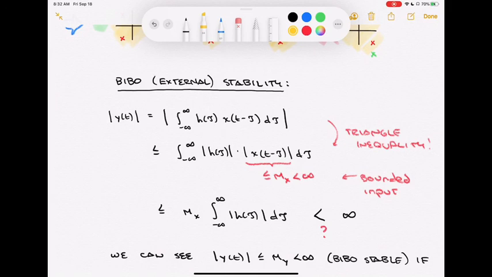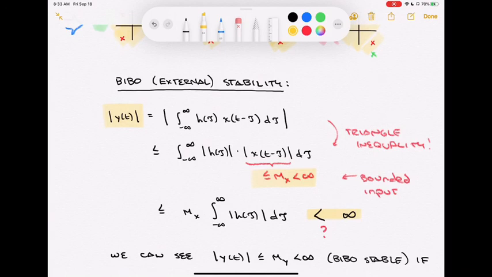Let's look at it in its math. What is BIBO stability trying to do? It's saying, is the amplitude of the output, the absolute value of y, is it a finite number? We want to know, is the output bounded if the input is known to be bounded, that the input's magnitude is always less than some finite number? I called it mx here.